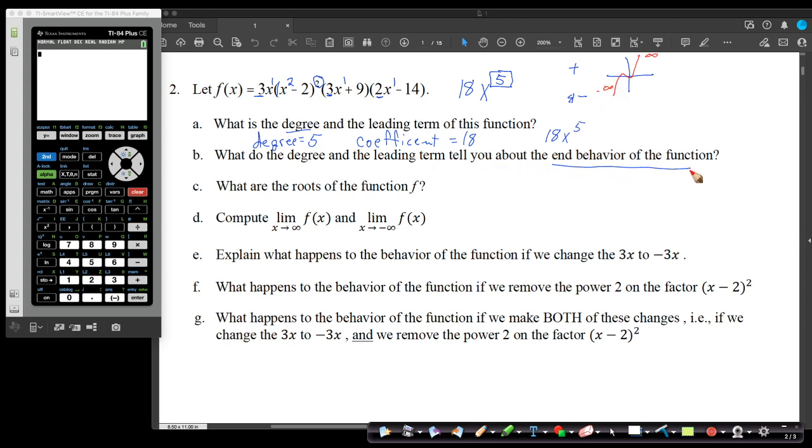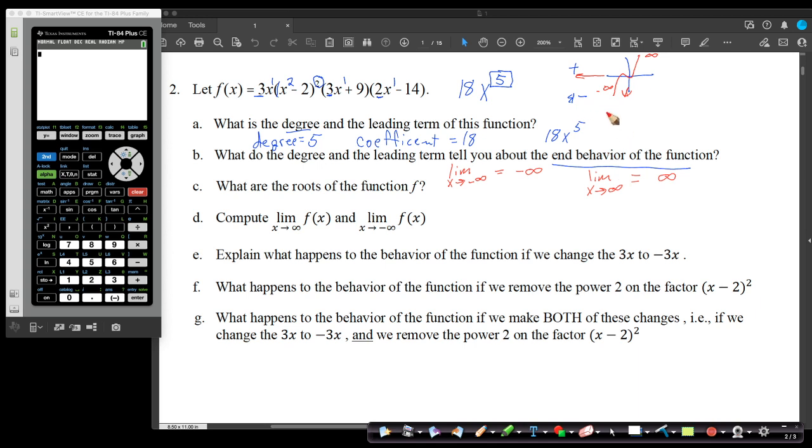So what does it tell you about the end behaviors of the function? I think the notation they used is the limit as x goes, we'll start with negative infinity. So x is going towards negative infinity this way, which means the y is going to negative infinity, and the limit as x goes towards positive infinity is also positive infinity.